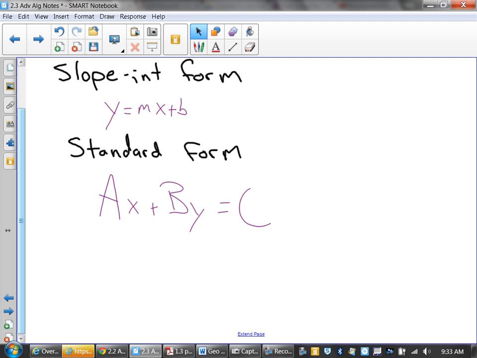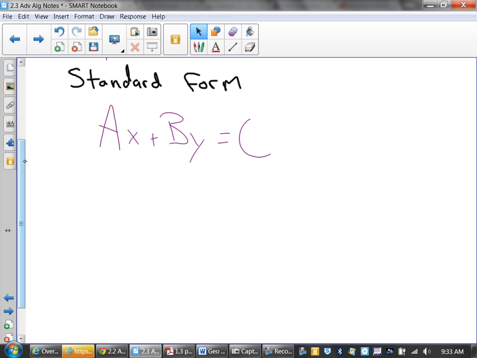If they both equaled 0, then you would have 0 plus 0 equals C. You won't have a graph. Okay? You could have x equal to 0. That means you have y equals a number. If you have y equal to 0, then you have x equal to a number. That allows you to get both vertical or horizontal lines that way. They just both can't be 0.